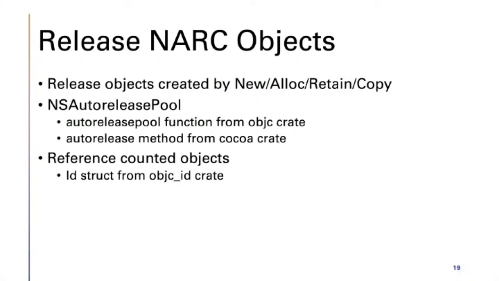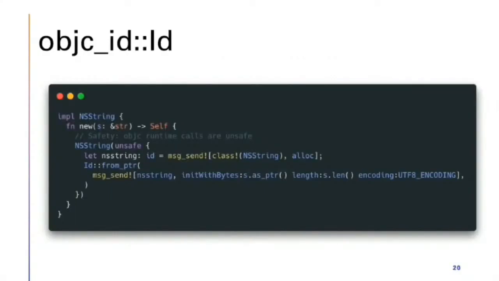And in our library, we use another crate called objc_id. It provides an Id struct similar to the Rc type in the Rust standard library. It's a reference counted object, so it will be released once no one references it. Here's an example of how we use it. We allocate an NSString from the Objective-C runtime and wrap it into the Id struct, and it will become a reference counted object, and it will be released automatically once the count is zero. We don't have to worry about memory leaks.